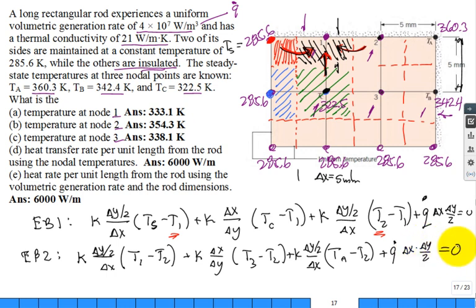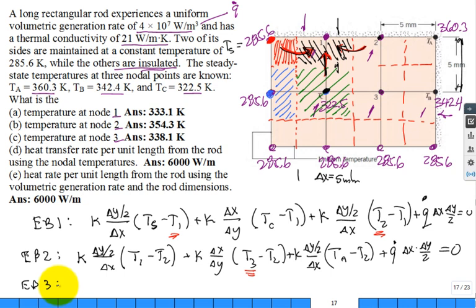That has to sum to 0. That's great. I now have 2 equations, but guess what? T3 is also an unknown. So I've got T1, T2, T3. Can I solve for 3 unknowns having 2 equations? No. You need a third equation. Guess where you go to get the third equation? Energy balance for node 3. Finally, we'll get 3 equations, 3 unknowns. Now you can solve for them.